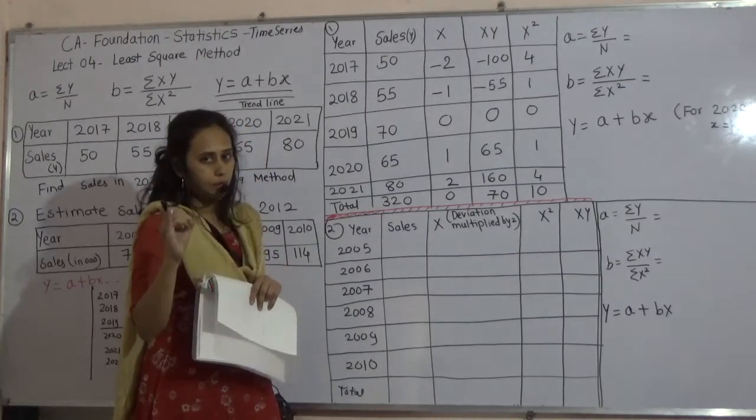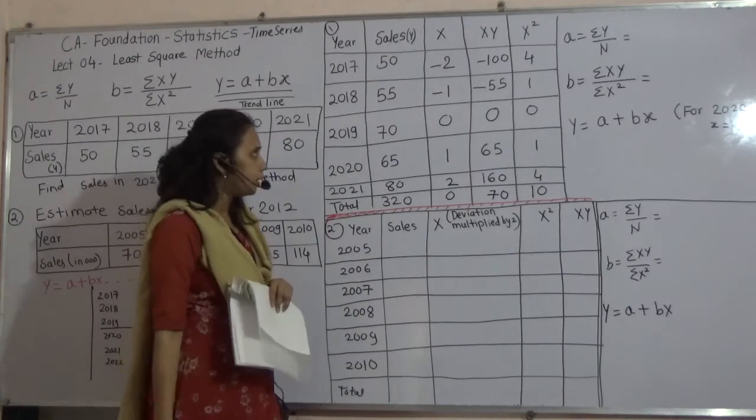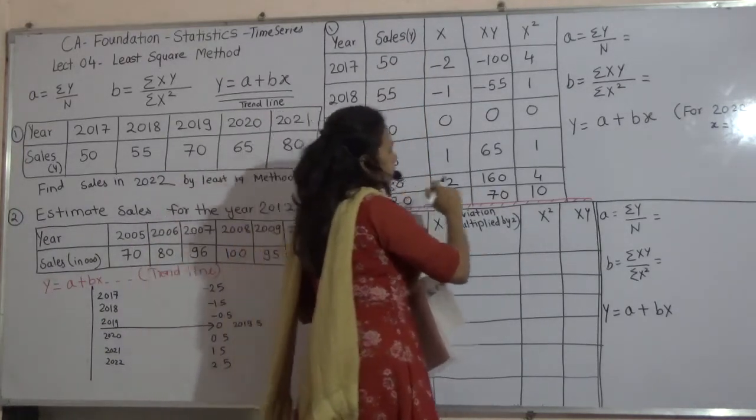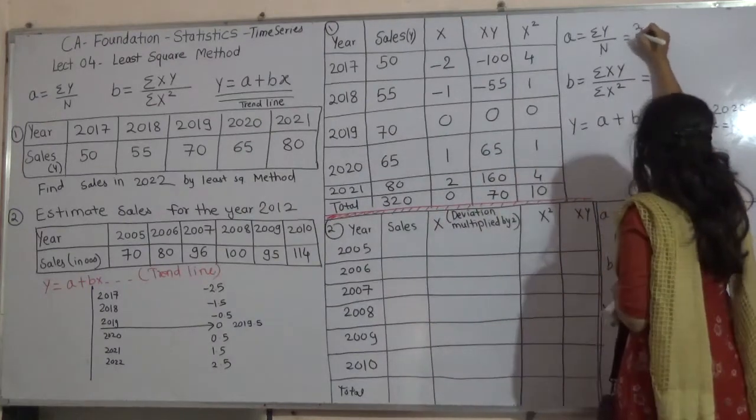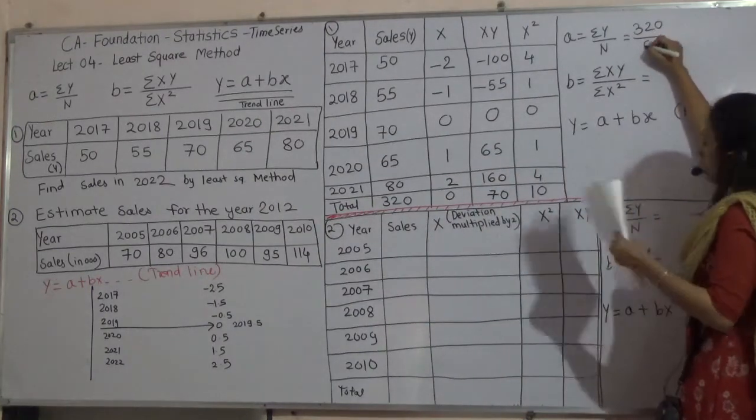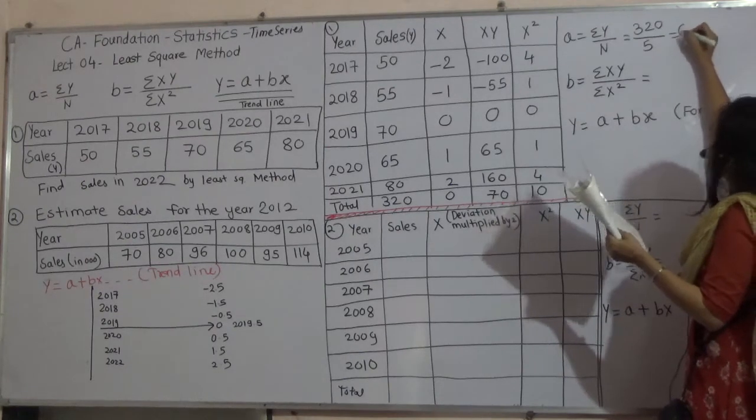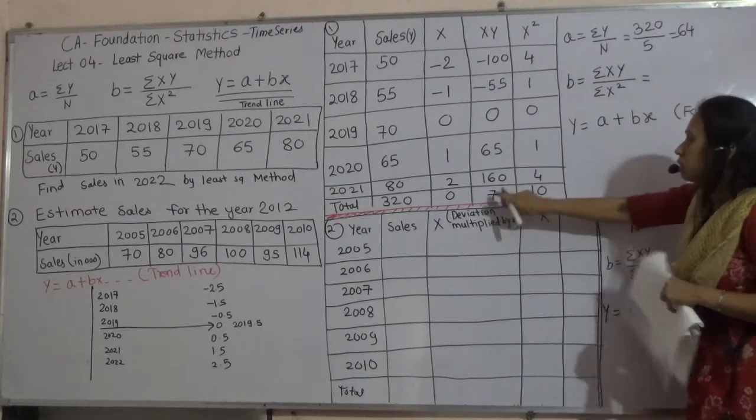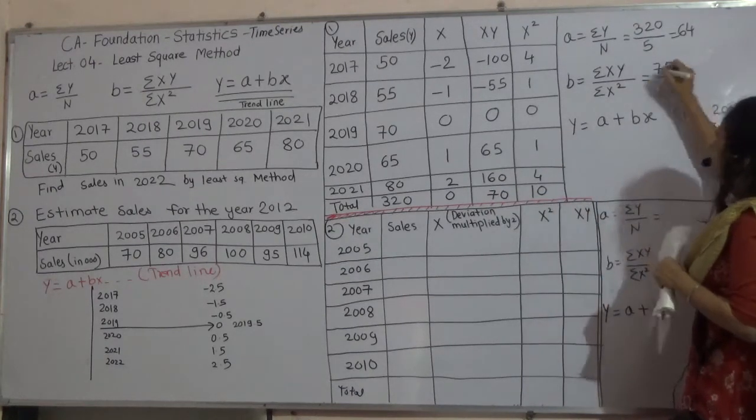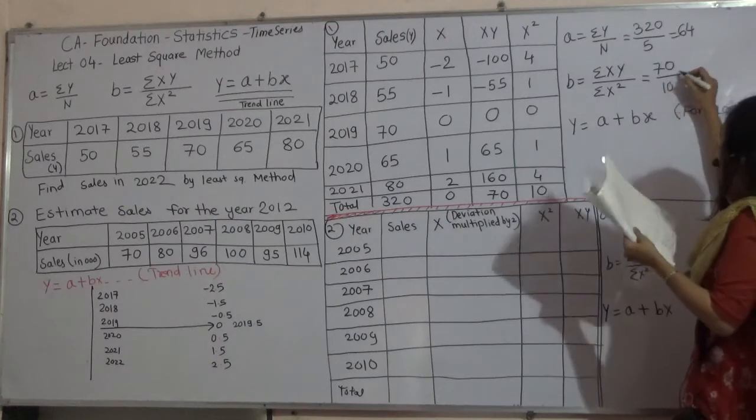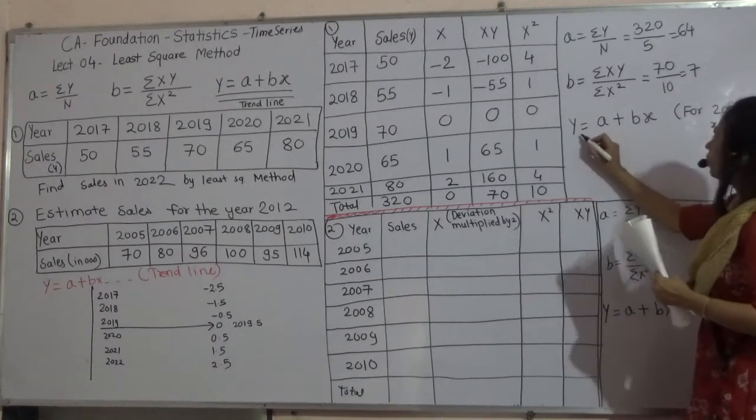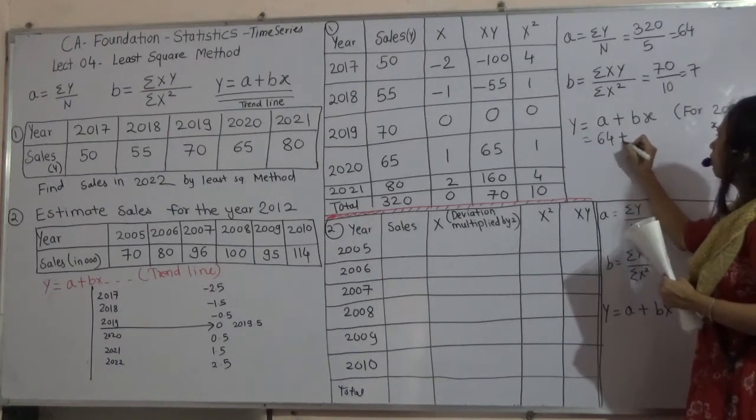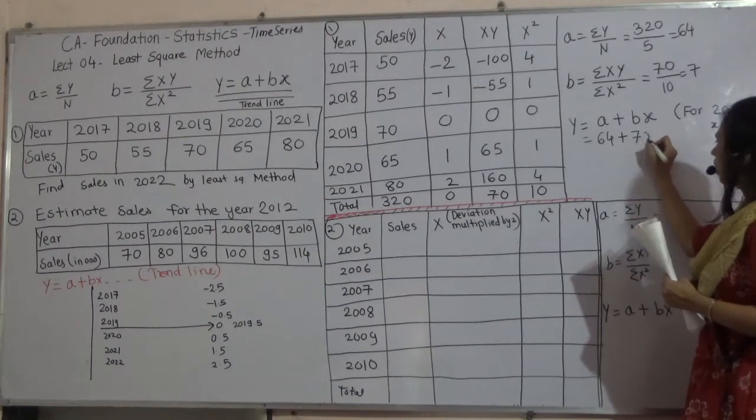We got all the figures now. Now we have to calculate A and B. A is nothing but summation y upon n. Summation y is 320, and n is the number of years, 5, so that comes to 64. Then B is summation xy, that is 70, upon summation x square, 10, that is 7. Now we have the trend line. A you got is 64, B you got is 7x.